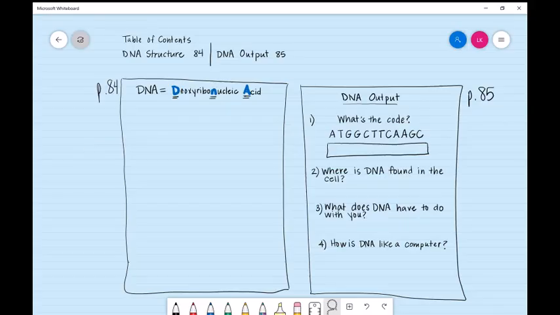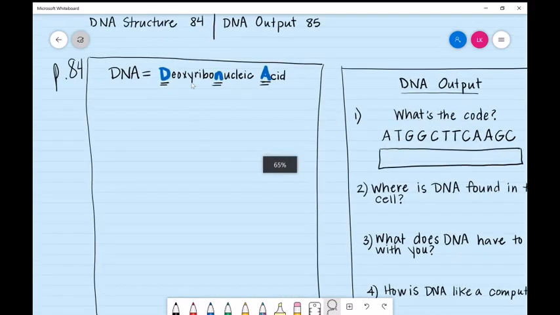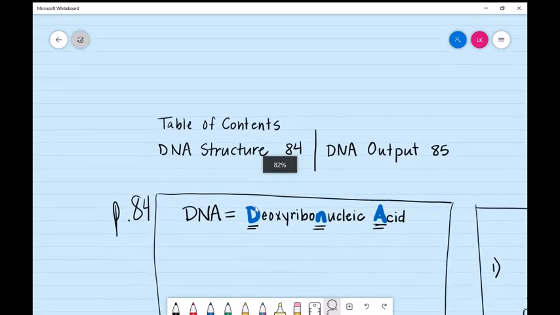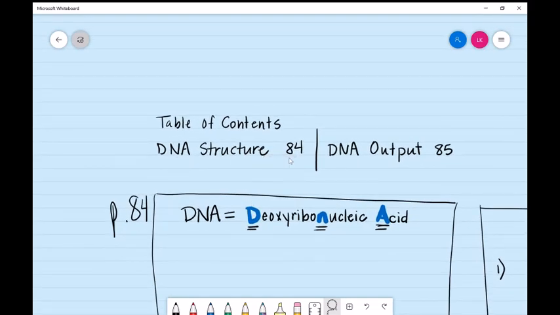Hello class, we're going to be talking about DNA today. It is a term that you have heard many times, but we're going to talk a little bit about its structure so that you understand it a bit more. Go ahead and update your table of contents, the front of your notebook. DNA structure, page 84. DNA output, page 85. Feel free to pause it if I am going too fast, because I know I am.